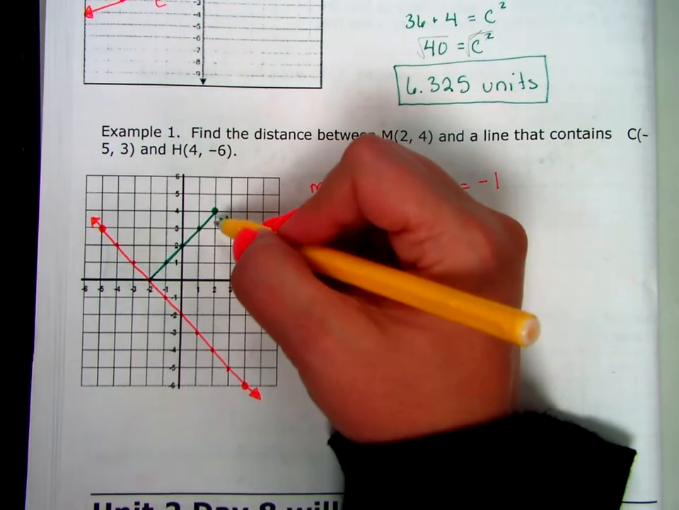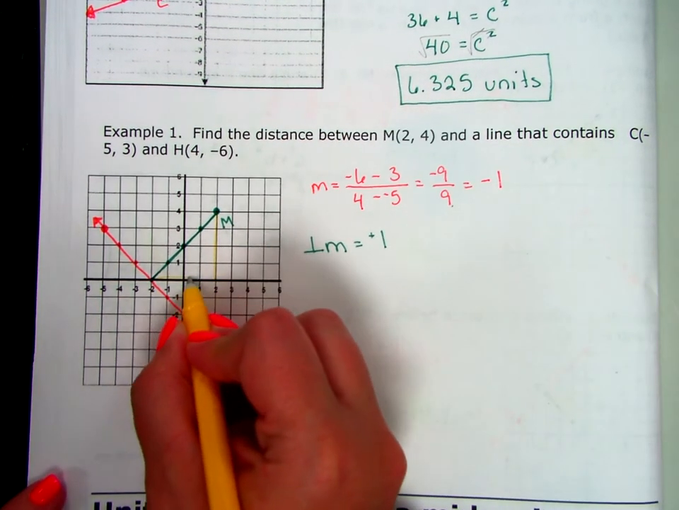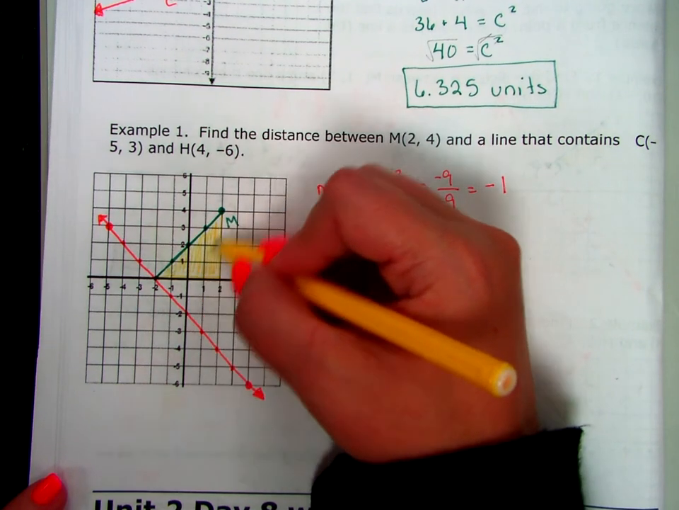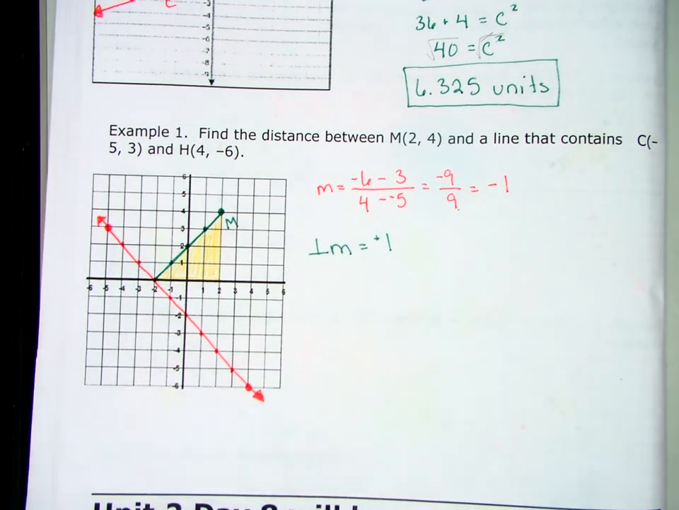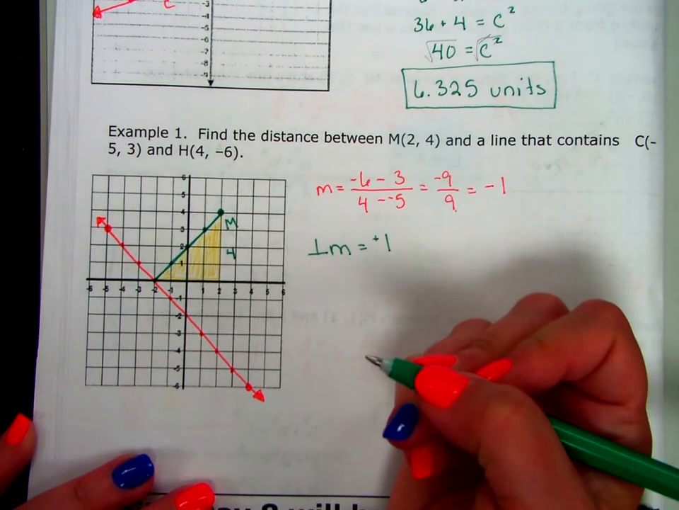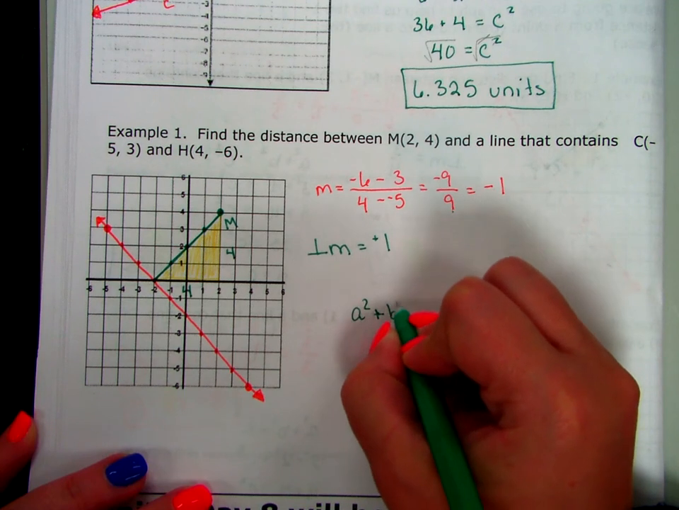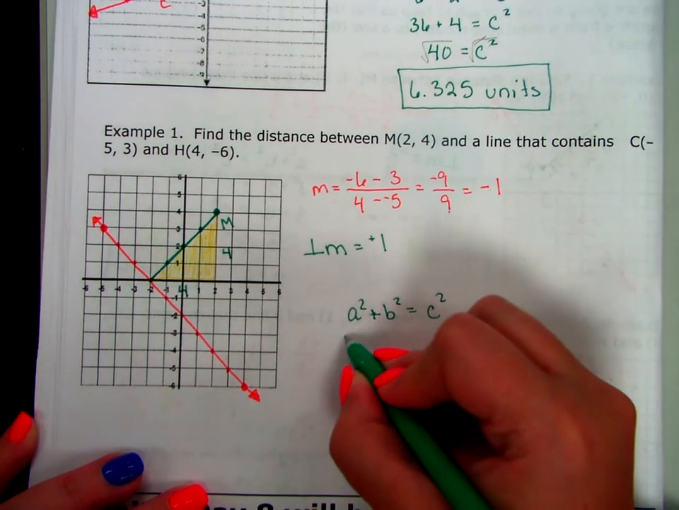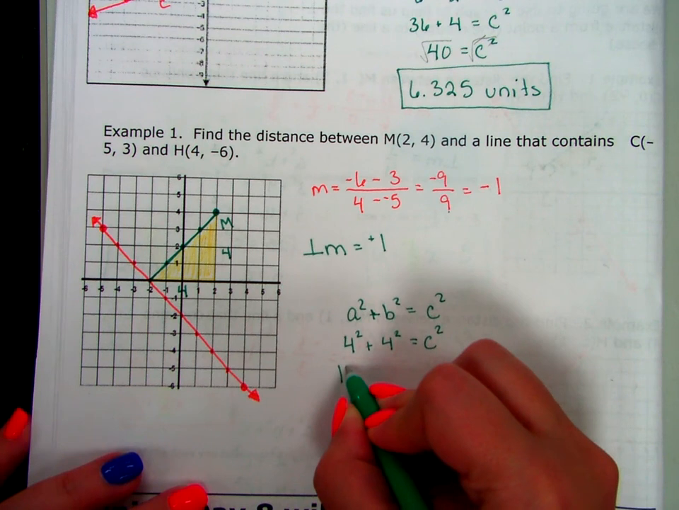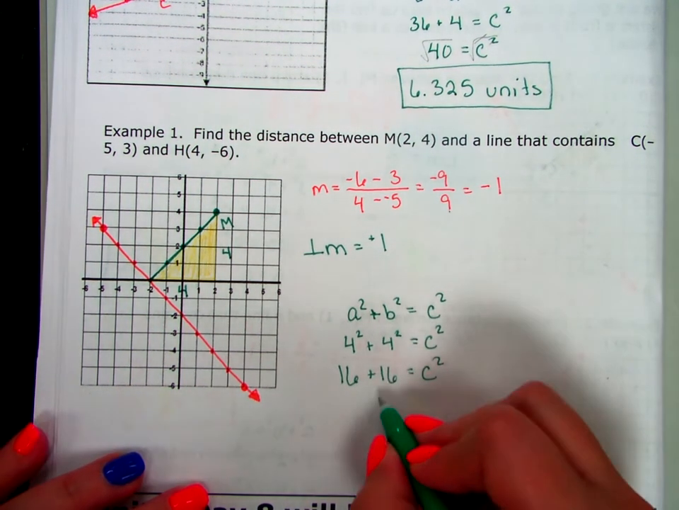So then when I make my right triangle, I'm really going down to the axis and over. Here's my right triangle. How far down did I go? 4. How far over did I go? 4. So my A squared plus B squared equals C squared. A and B are both 4. 4 squared is 16. And 16 plus 16? 32.